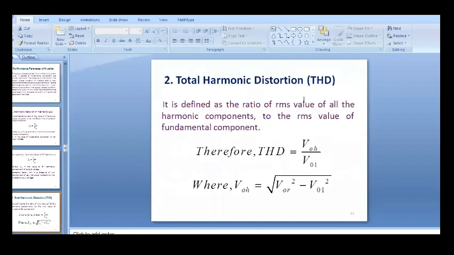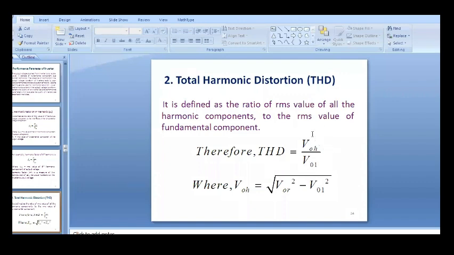Next is the total harmonic distortion. It is also known as the THD. The total harmonic distortion is defined as the ratio of RMS value of all the harmonic components to the RMS value of the fundamental component. That means you can write THD equal to VOH over V01, where VOH is the RMS value of all harmonic components, and V01 is the RMS value of fundamental component.